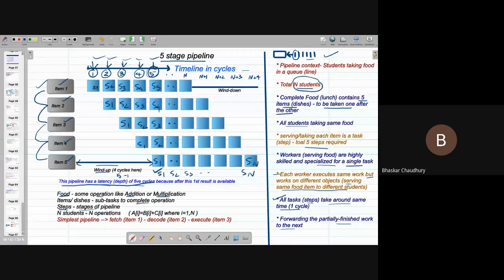Suppose your code has something like a_i equals b_i plus c_i, where i is from 1 to n. That is like n operations, equivalent to n students in this case. One by one everybody will be served. The simplest pipeline you can think of is fetch, decode, execute. Even if these are complex processes, they can be divided into simpler subtasks. This overall idea of a pipeline is clear to all of you?